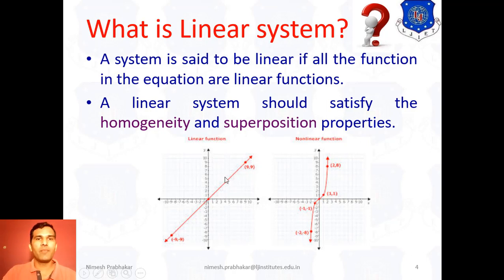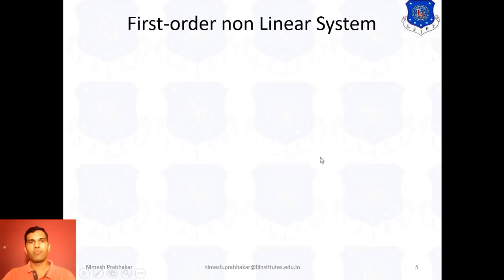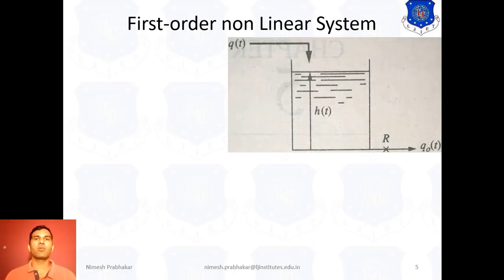So this is a linear and non-linear system. Now, to understand, we take one example of a non-linear system. This is the first order non-linear system. In this system, we take the same example we took for the linear system. That means we take the example of a water tank.